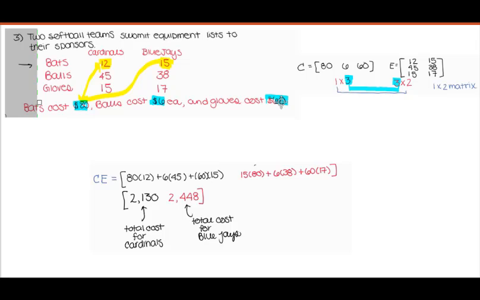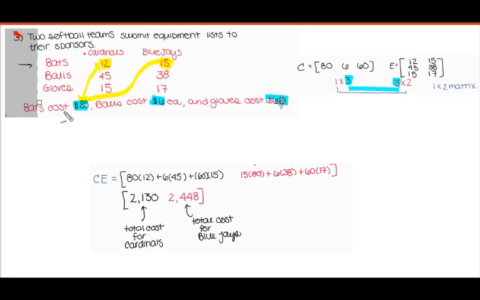We're going to look at an example of an application of matrices, a fairly straightforward, down to earth one. We've got two softball teams. They've got sponsors. The sponsors pay for their equipment. That's nice, isn't it? And we have bats, balls and gloves. We have two teams, the Cardinals and the Blue Jays.